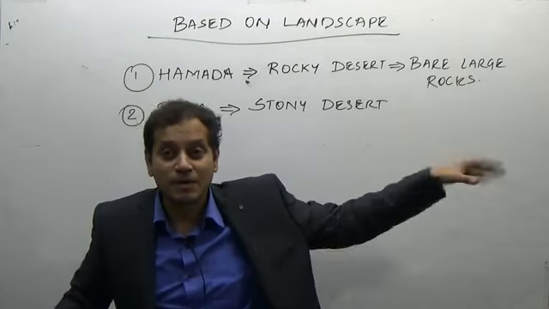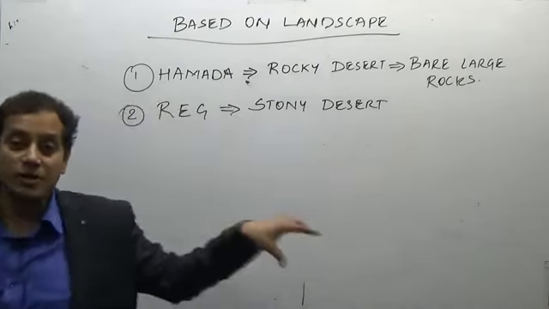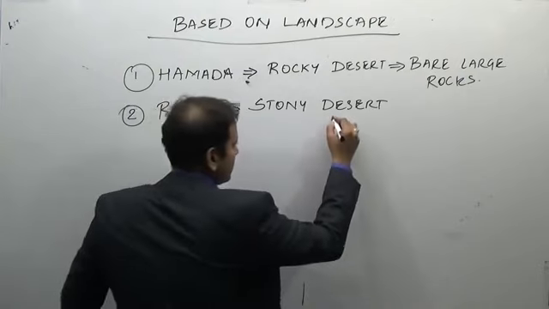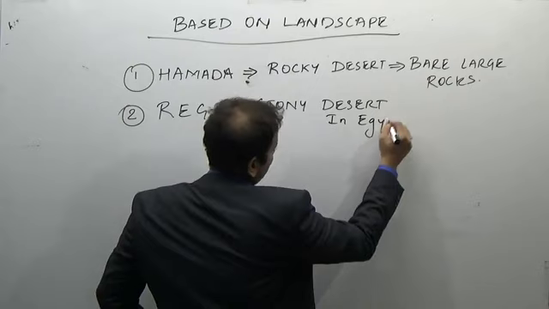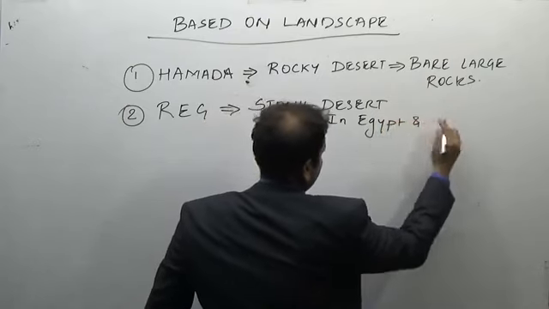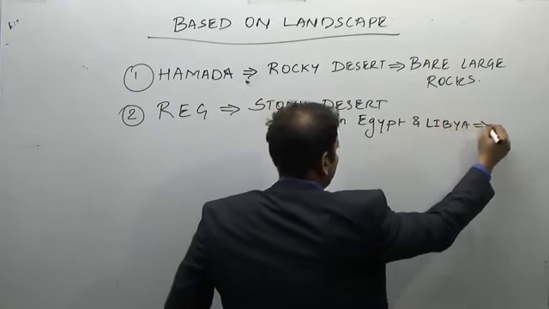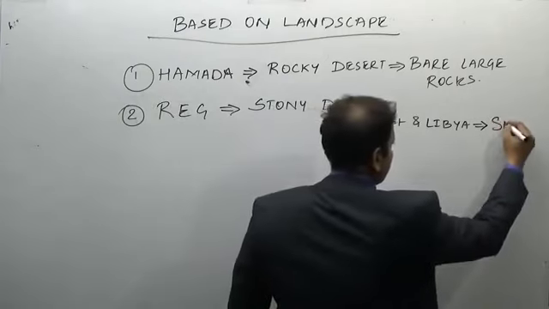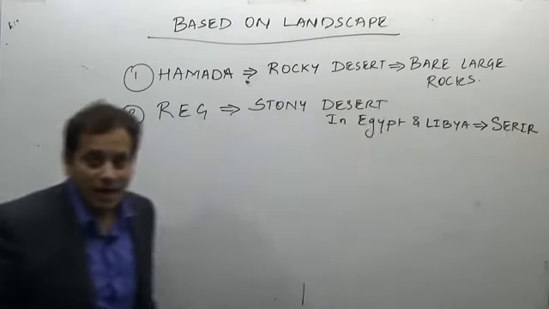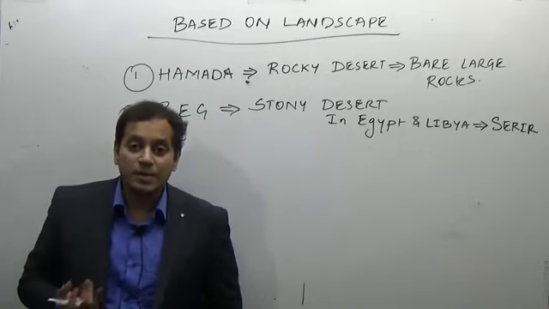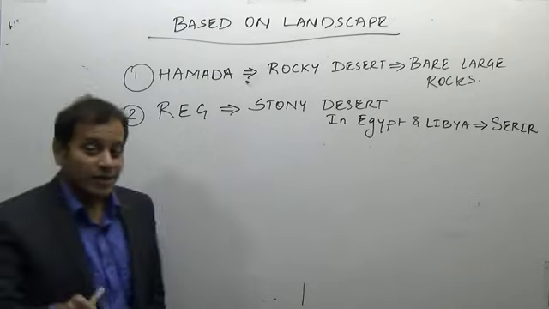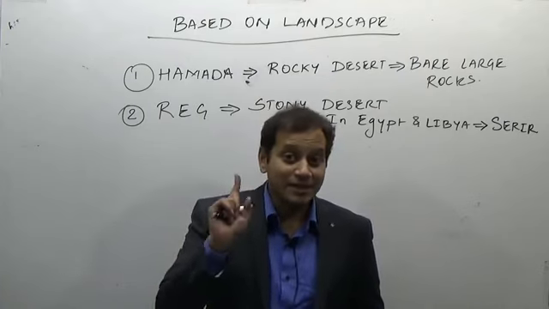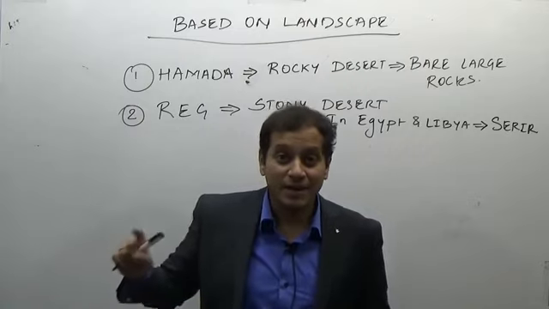So, further away the sand is being deposited, resulting into formation of three kinds of desert based on the action of the wind. Such a stony desert in Egypt and Libya is known as Serir, S-E-R-I-R. So what is a Reg? Don't get confused with a Hindi word. Reg ya Ret is sand, but here in the desert, Reg is a stony desert, not a sandy desert.